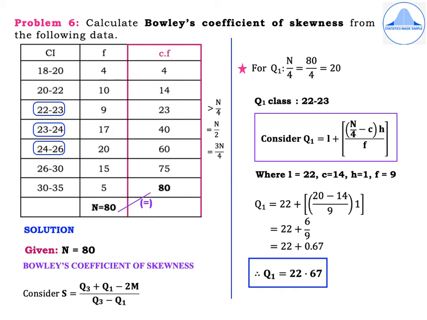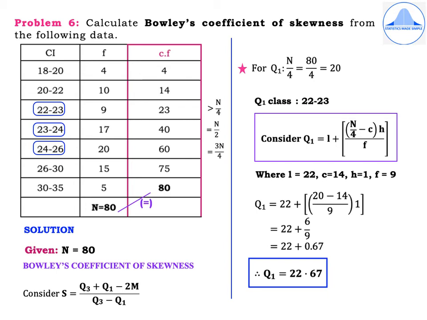Problem 6. Calculate Bowley's coefficient of skewness from the following data. Class intervals are 18 to 20, 20 to 22, 22 to 23, 23 to 24, 24 to 26, 26 to 30, 30 to 35. And the corresponding frequencies are 4, 10, 9, 17, 20, 15 and 5.